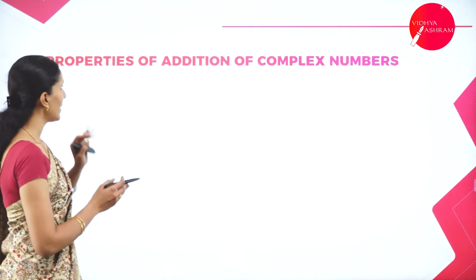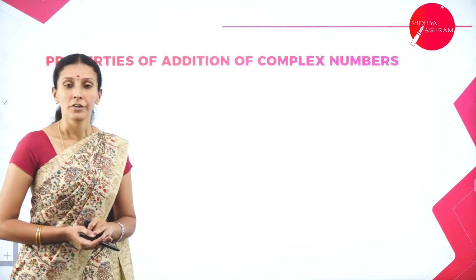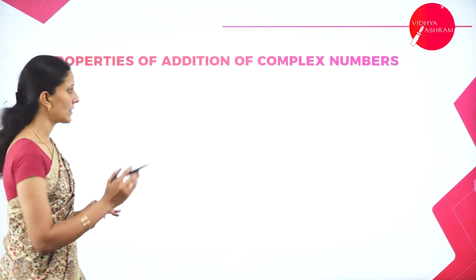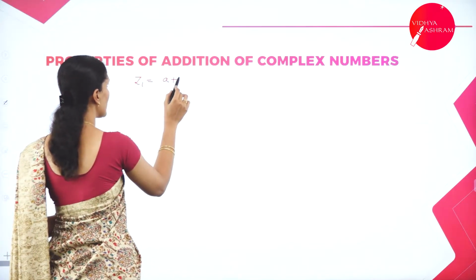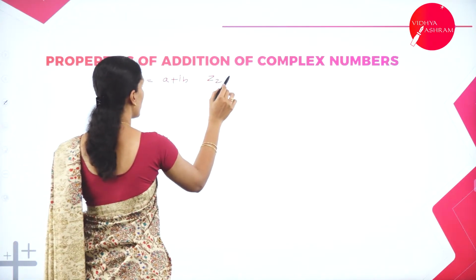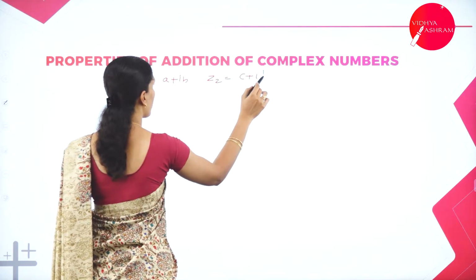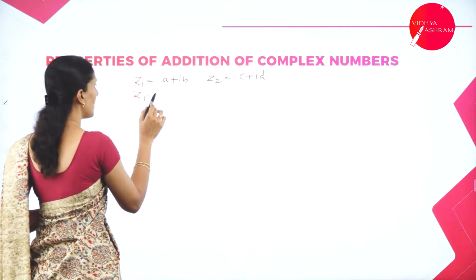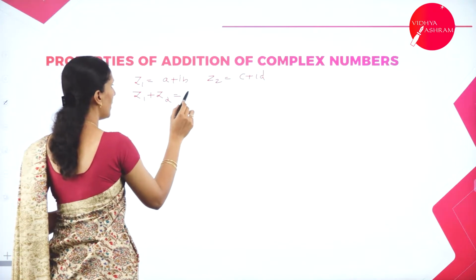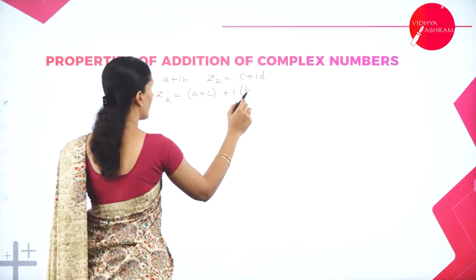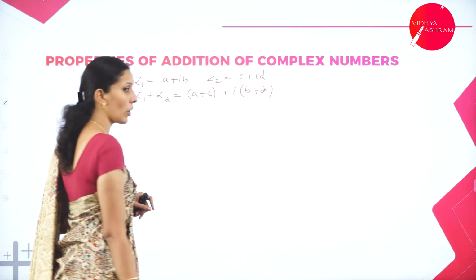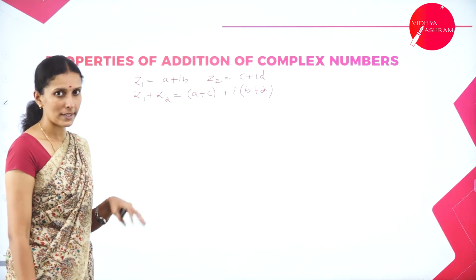Now we have properties of addition of complex numbers. First, how to add two complex numbers. Suppose you have two complex numbers, z1 is equal to a plus ib and z2 is equal to c plus id. Then z1 plus z2 is nothing but adding the real parts to the real parts and the imaginary part to the imaginary part. This is how we are going to add two complex numbers.